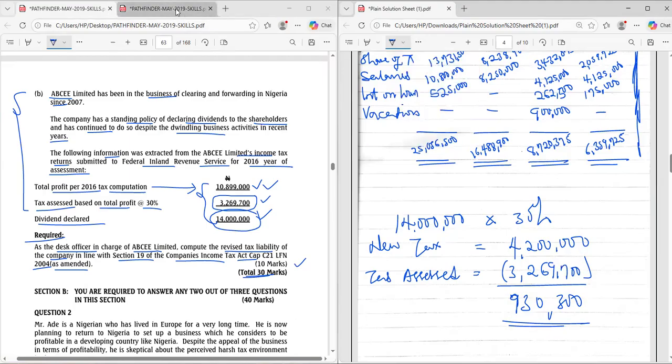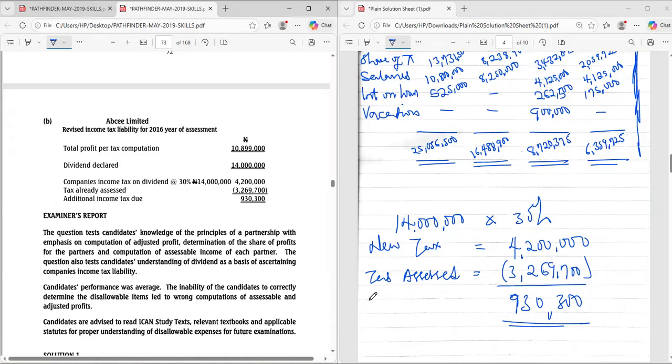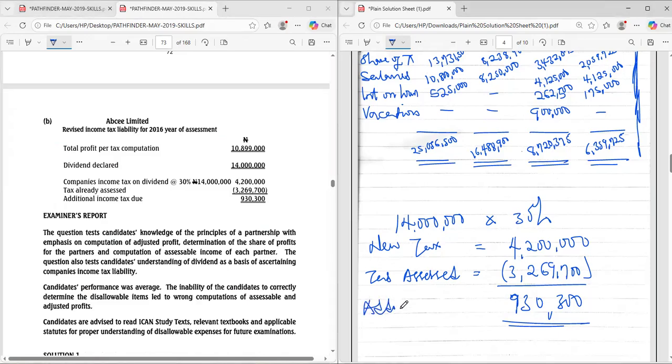So do you understand it now? That's what they did here. So this will be your additional tax. So they know that some of them will not be able to get it. That's why they attached 10 marks to it. It's not for nothing. So it's very simple. You cannot be paying dividend above your net profit. Where is the money coming from? So they have to reassess you to tax. That is all.